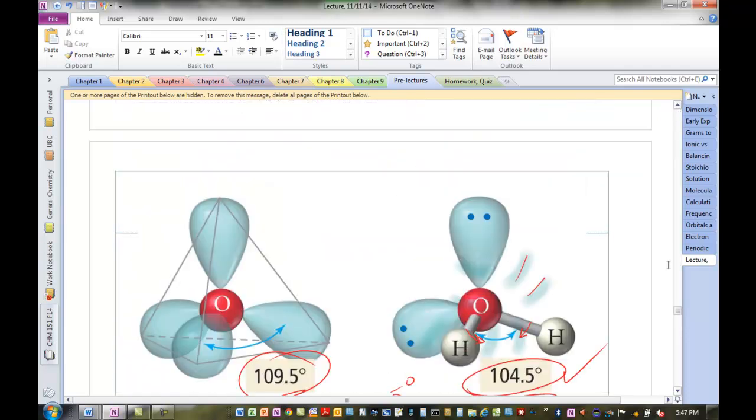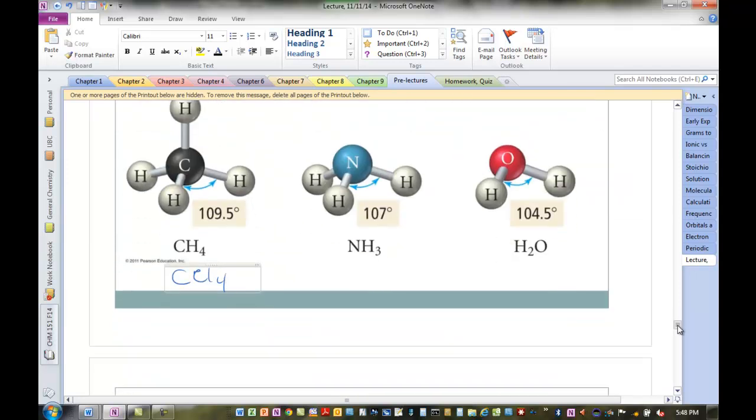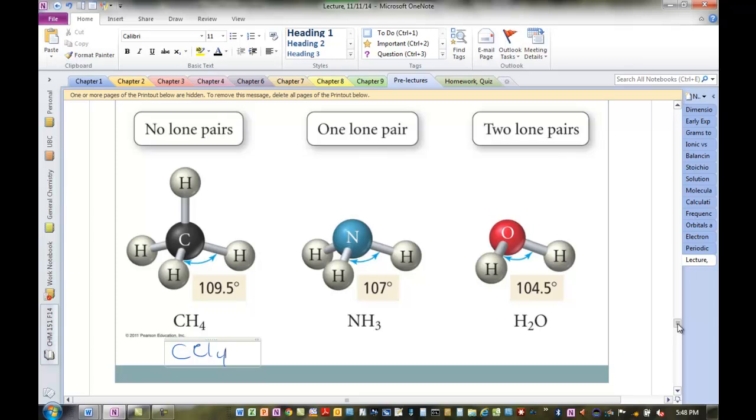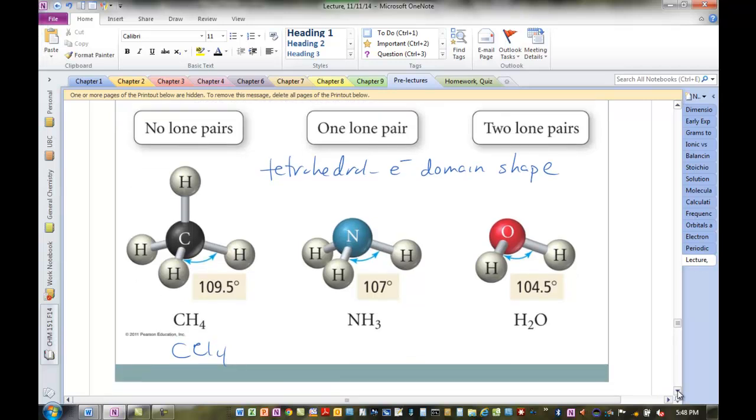where we did the effect of lone pairs on geometry. So all of these are tetrahedral. Let's use electron domain shape. I think that's what the book is using. Tetrahedral electron domain shape. All right? But methane, in this case, doesn't have any lone pairs, so its molecular shape is also tetrahedral.